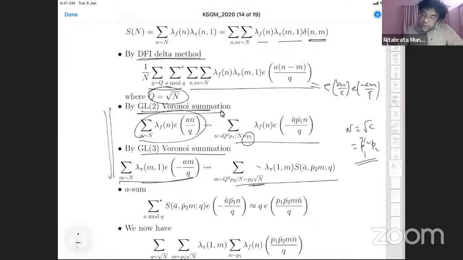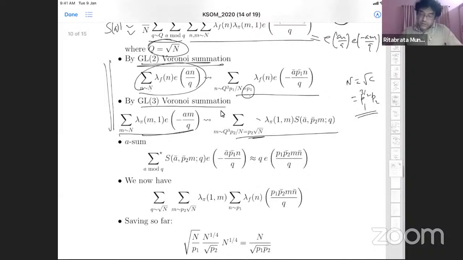Okay, so how much do you need to save? Now I'm writing Sn like this. And since I have sacrificed the equation over here, I've lost an n. So what I have to do is gain back this n. I have to save n, and I have to save a little extra to get subconvexity. I have saved something over here, and something over here. We'll see how much we have saved.